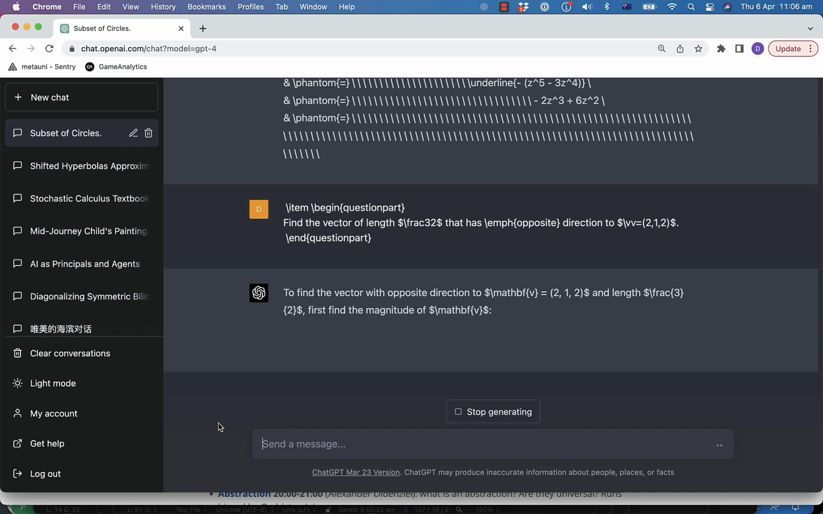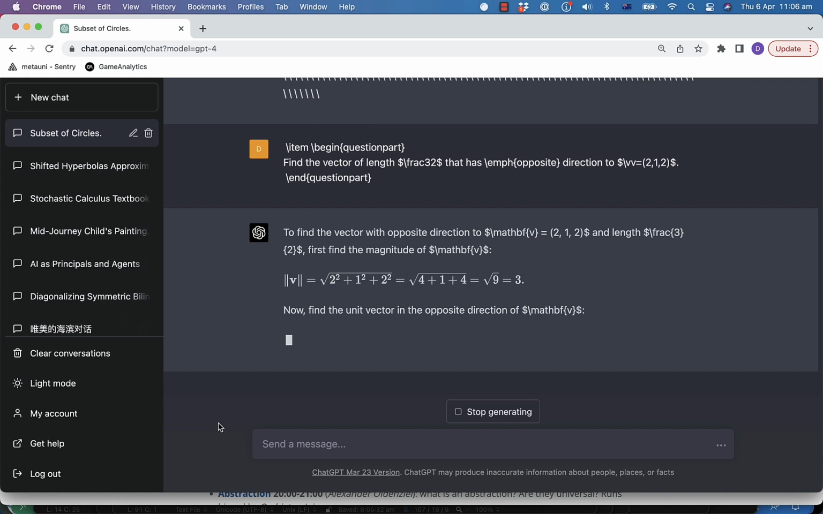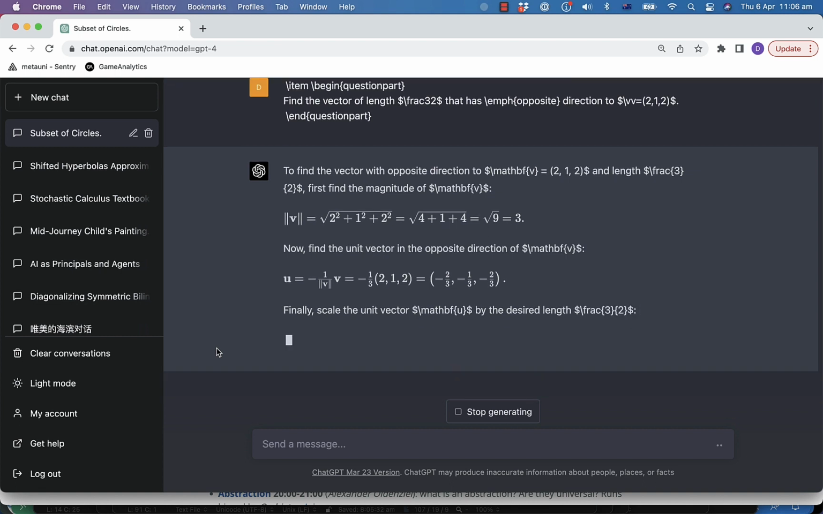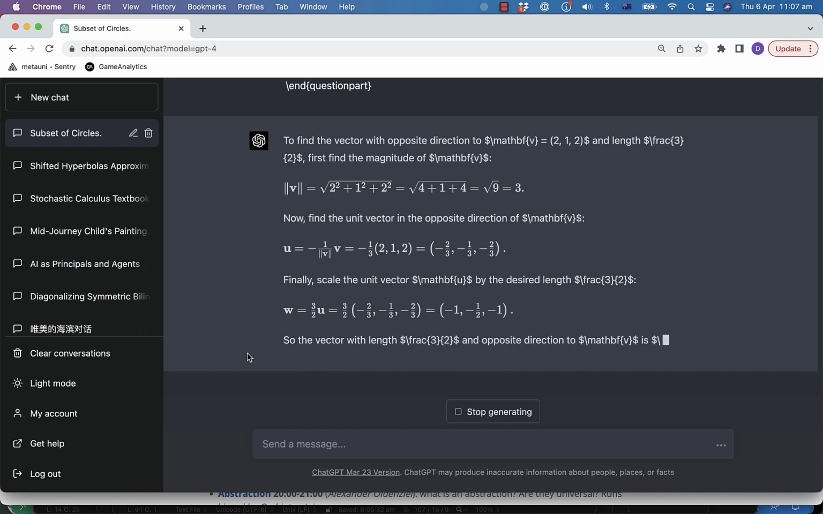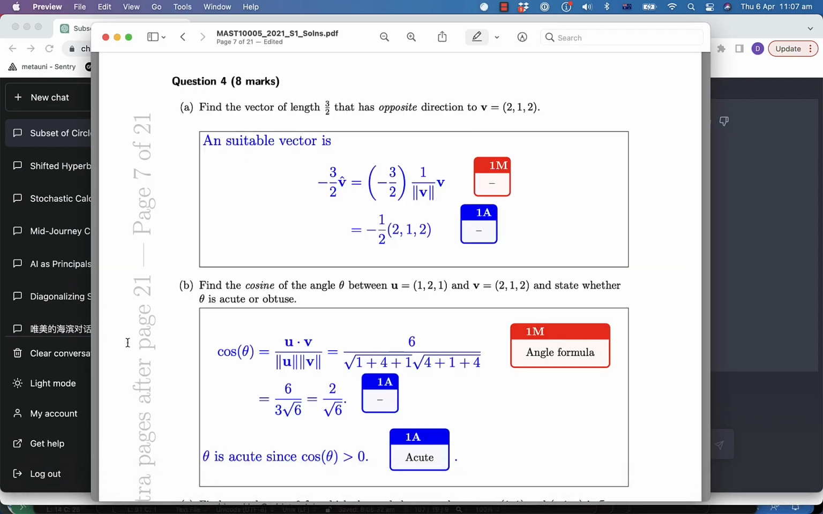Opposite direction to this. Find a. Oh, frac 3 2. Oh, yeah, that's fun. It seems to be fine here. It's round 2 times that. Yeah. Looks fine to me. Looks good. Yeah. Okay, full marks. 2 out of 2? 2, yeah.